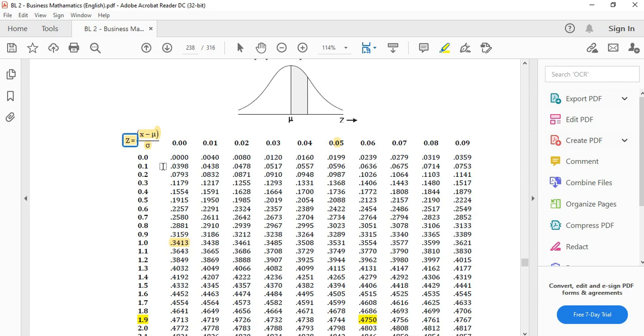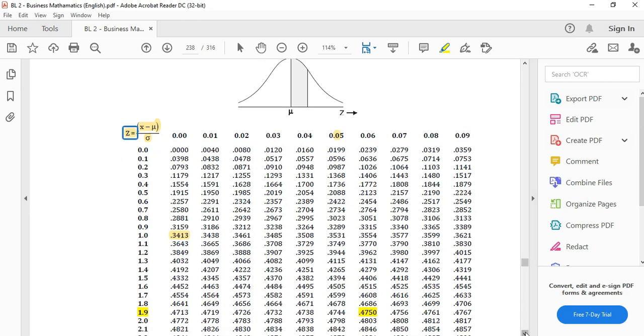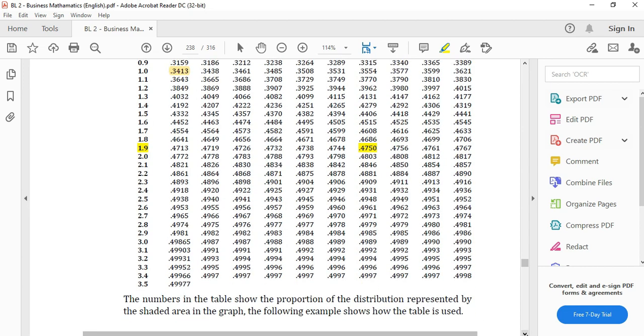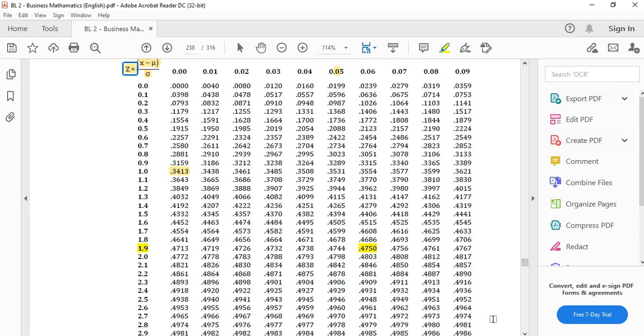Now how to find 1.98 in this table? Z equals 1.98. So there isn't, right? If you look at the vertical column, the 98 is not there. Up to 1.9 it is available, isn't it? Z equals 1.9 is available.